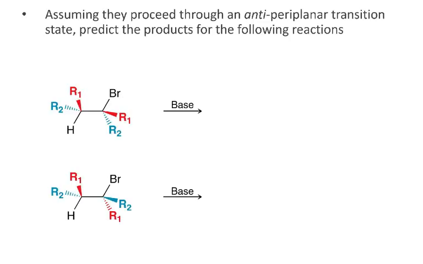All right, so if we wanted to predict the products, here's our leaving group, here's our hydrogen, and so the groups on the wedges are going to be on the same side of the double bond, and then the dashes are also going to be on the same side of the double bond. So our product in this case is going to be, and then the R1s are going to be on the same side, and then the R2s that are on the dashes are going to be on the same side.